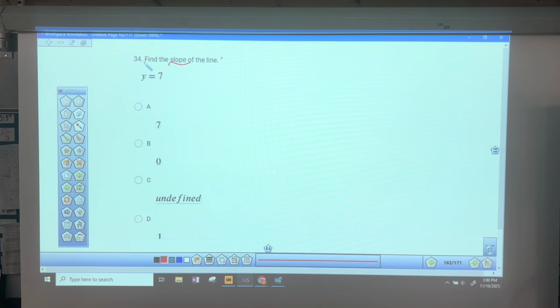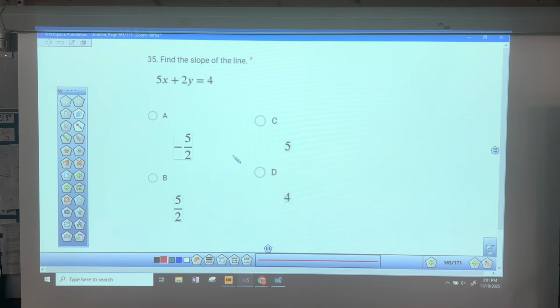Find the slope. So it's a horizontal line whose slope is 0. Be careful, you've got to know the vocabulary problems. Find the slope. I could solve it for y, or just do slope equals the opposite of a over b. So the opposite of 5 is negative 5 over b, 2. So negative 5 halves is the slope.